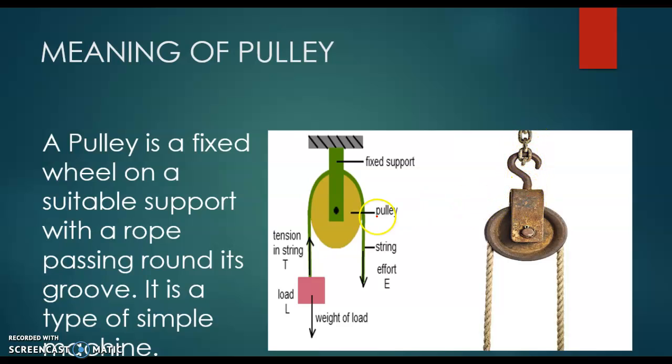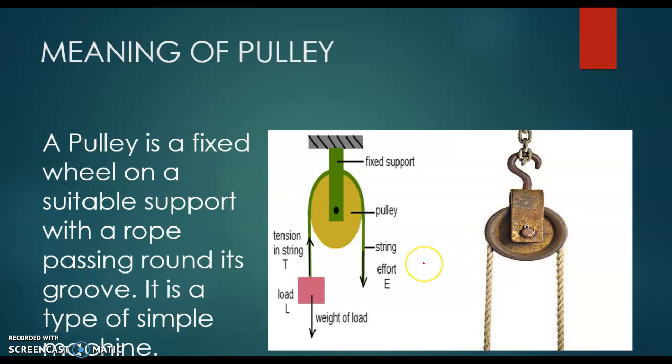So what is a pulley? A pulley is a wheel on a suitable support with a rope passing round its groove. Everything here makes the pulley. The rope, the wheel, the fixed support, all of this makes the pulley. It is not just the wheel alone that makes the pulley. The rope goes across the groove, like a threading done on this little piece of iron here.